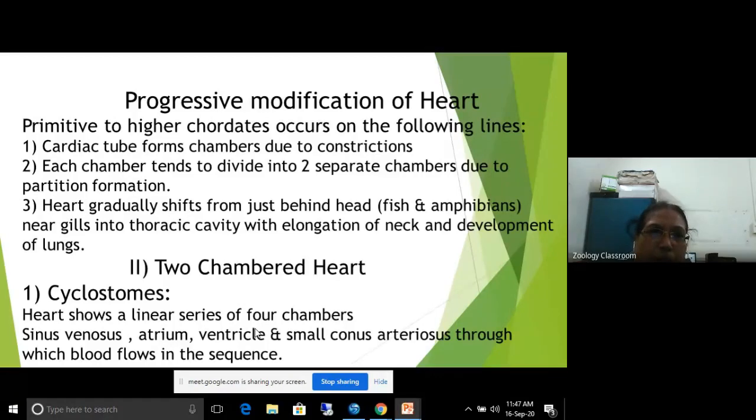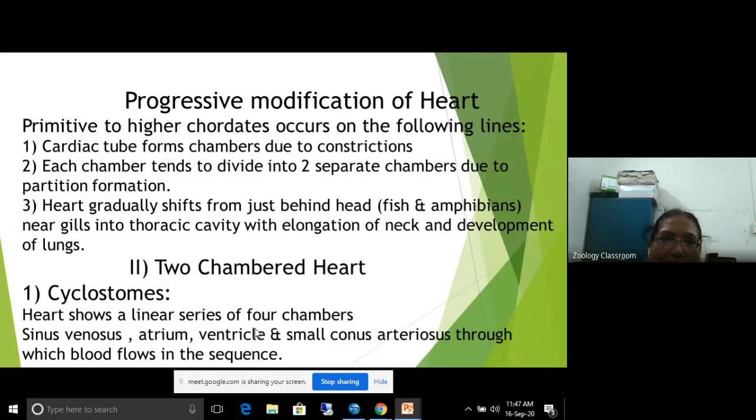Then from lower chordate to higher chordate. Lower chordates are also called primitive chordates. Higher chordates means pisces, amphibia, reptile, bird, mammal. So there is a progressive modification of the heart. Which are the points? First, in the embryonic condition, there is a cardiac tube. This cardiac tube forms chambers, and these chambers are due to constrictions. Then each chamber is also divided into two separate chambers due to partition formation.